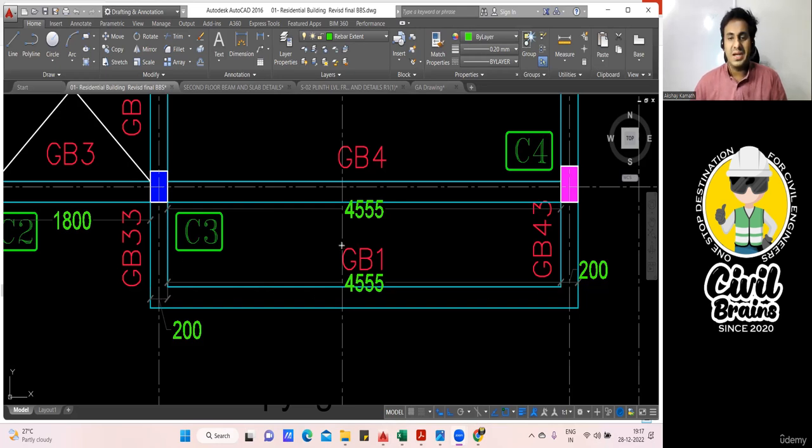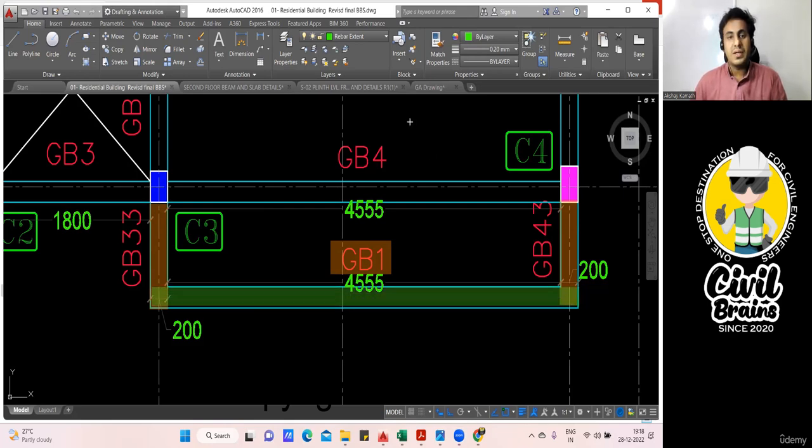My GB1 is a secondary beam. This is secondary. Then that means how will this beam be resting? First, you put the reinforcement of this beam, then the reinforcement of this beam will come, and after that, the reinforcement of this beam will be resting on this. You're getting my point? In that case, I need to take the complete length.